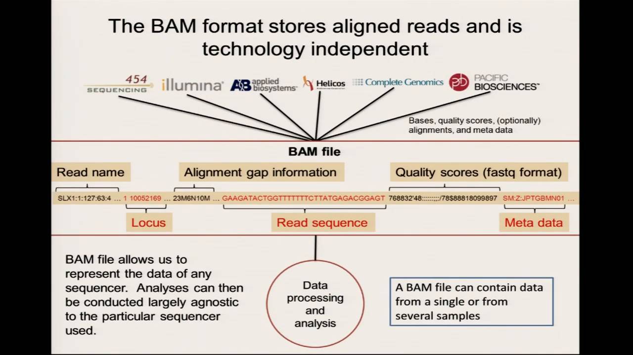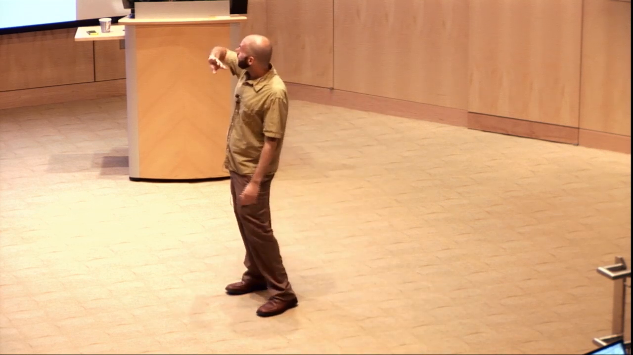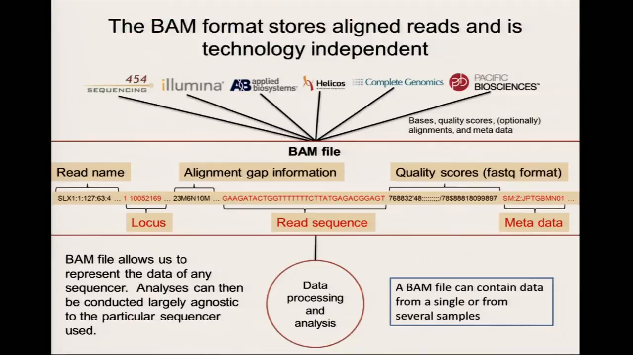Okay, so after the FASTQ file comes the BAM file, or the SAM. BAM is just the binary version of SAM. Back in the olden days, we had all these companies with their own sequencing formats, and it was a nightmare. Trying to deal with 454's file versus Illumina's file versus all these other companies' files was crazy. Eventually, everyone converged on this beautiful file format called the BAM file.